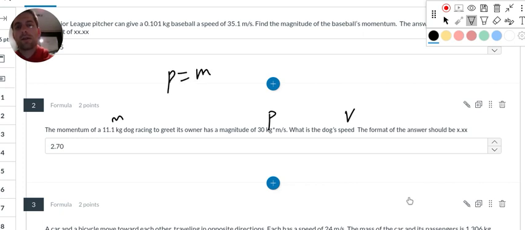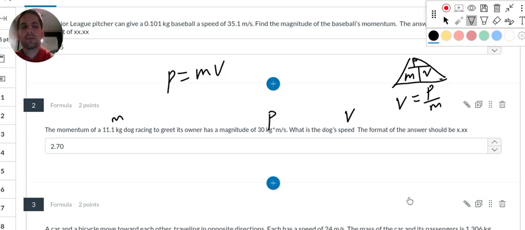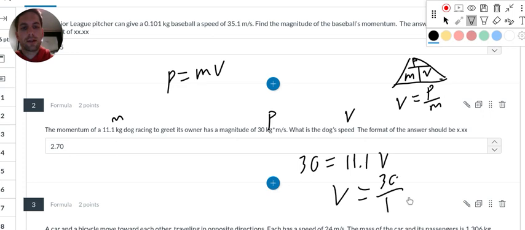P equals mv. We can use the triangle thing, or we can just plug in our values. P, M, V, we want V, so V equals P over M. Cover up the V, get that. Or we could plug in our values, 30 equals 11.1 times V, V equals 30 over 11.1. However you want to do that.